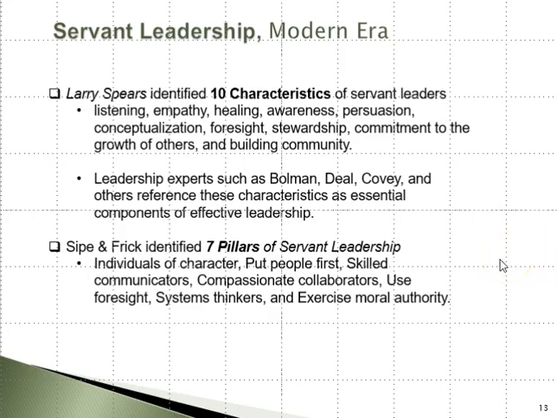And then in another modern view, Sipe and Frick identified 7 pillars of servant leadership. They're individuals of character. They put people first, again, are skilled communicators, compassionate collaborators, and they use foresight and systems thinking as they exercise moral authority.